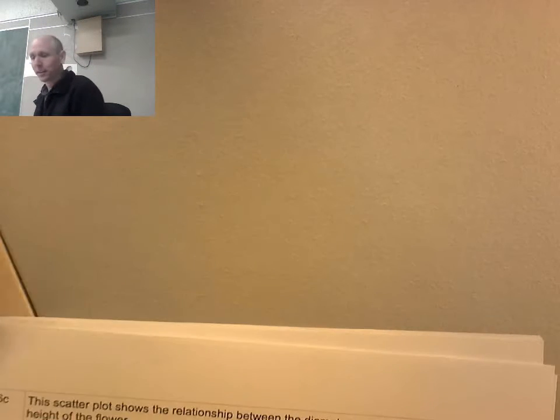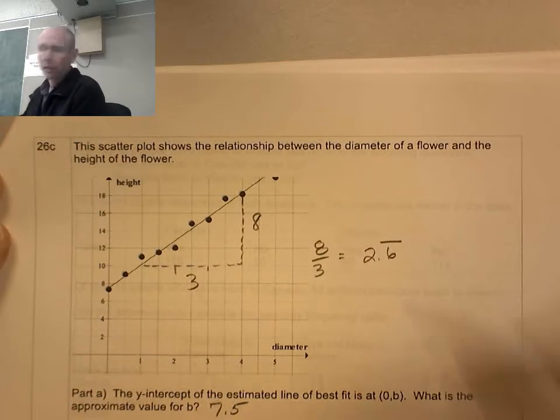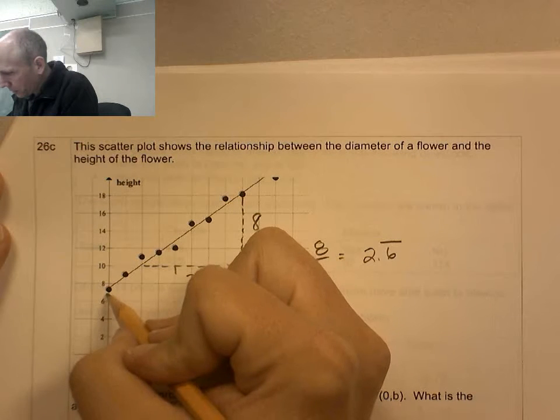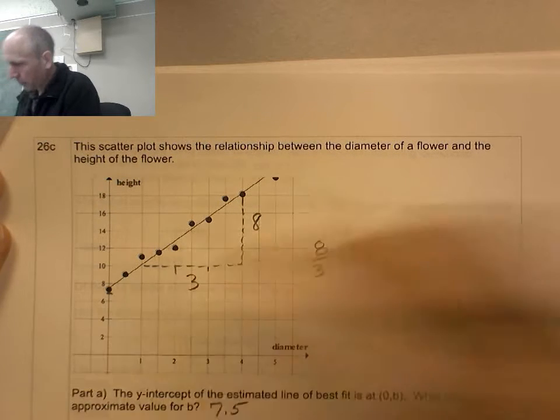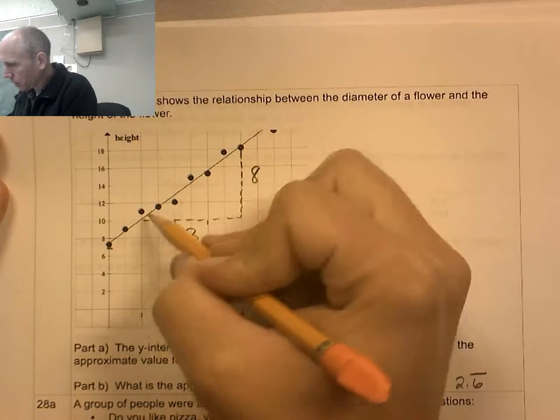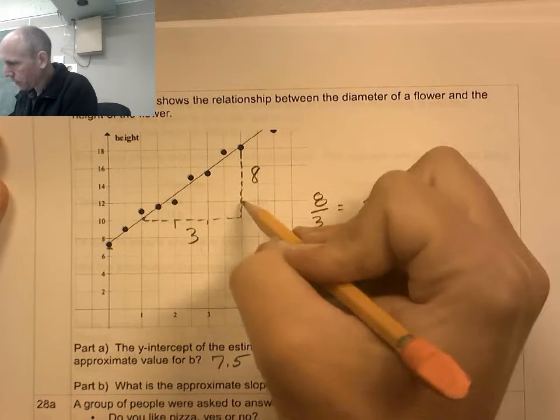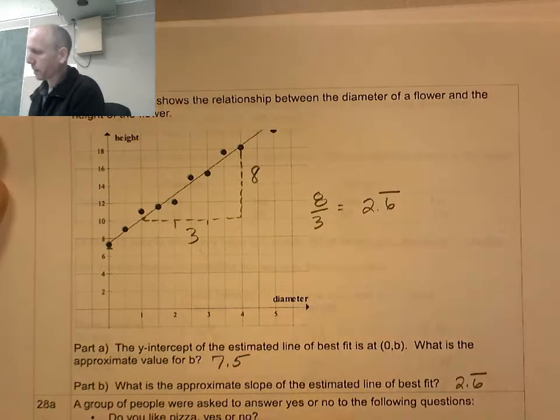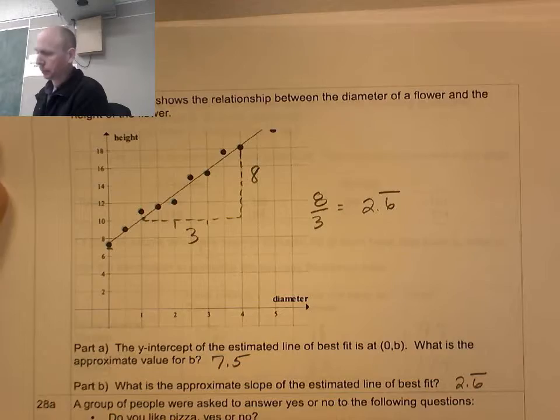Is there another one? I'm so excited. There's another one! Okay. Let's see. Intercept is, well, if this is 7, it's a little above 7. I went with 7.5. And there's a good point, with a rise of 2, 4, 6, 8, and a run of 3. So 2.6 repeating.